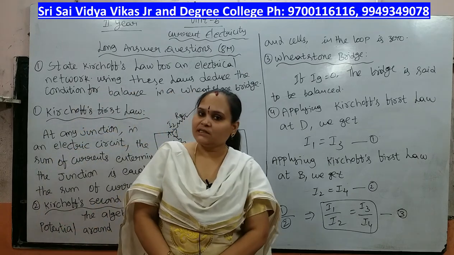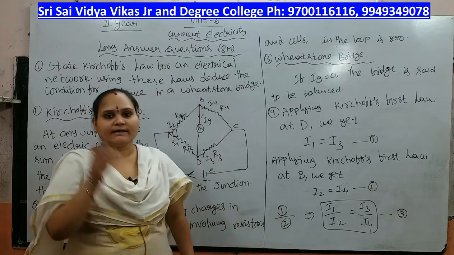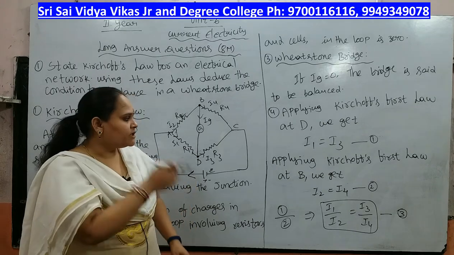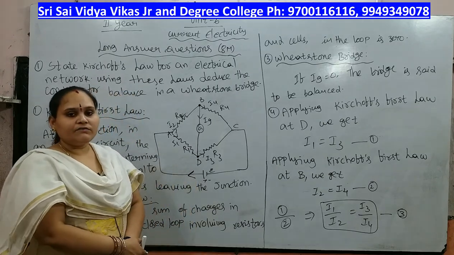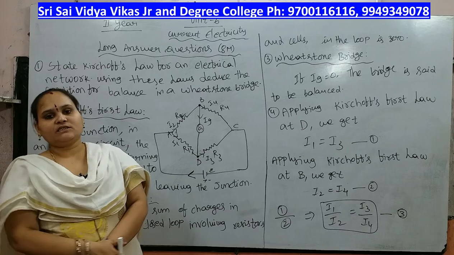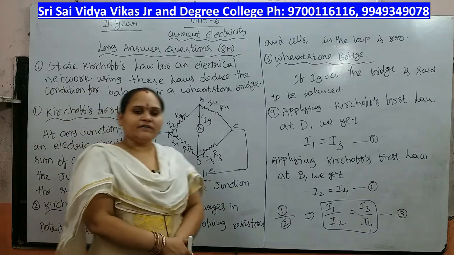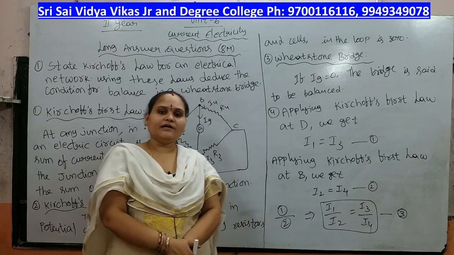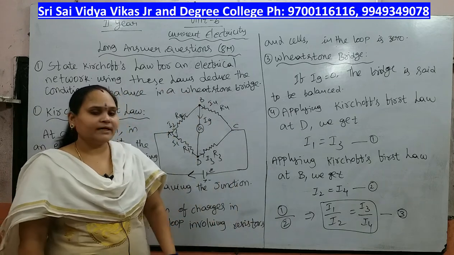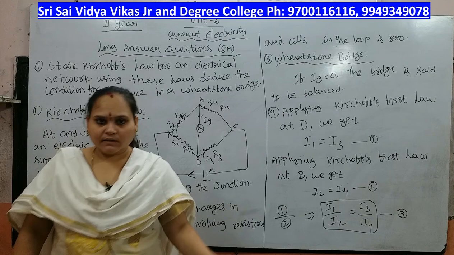Now we apply Kirchhoff's first law at point D: I1 equal to I3. Applying Kirchhoff's first law at junction B, we get I2 equal to I4. Equation 1 by 2 gives I1 by I2 equal to I3 by I4. Next we will calculate the next step.